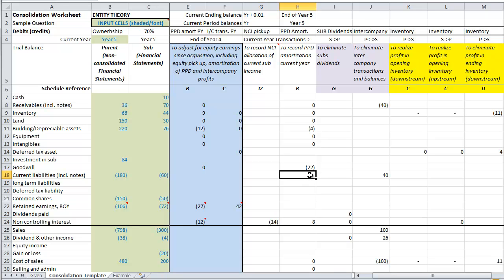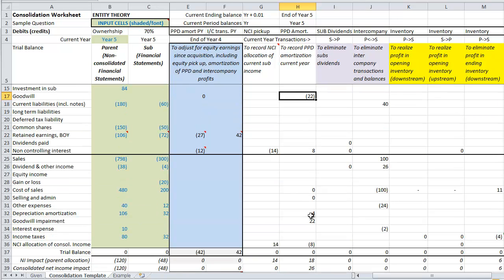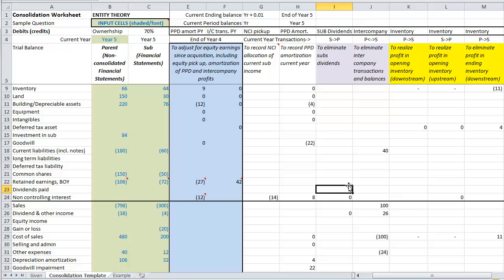H adjusts for our amortization of our equipment purchase price discrepancy, and our goodwill impairment has been picked up as well. And you can see those flowing through the income statement. There were no subsidiary dividends paid to the parent, so there's nothing to adjust in column I.